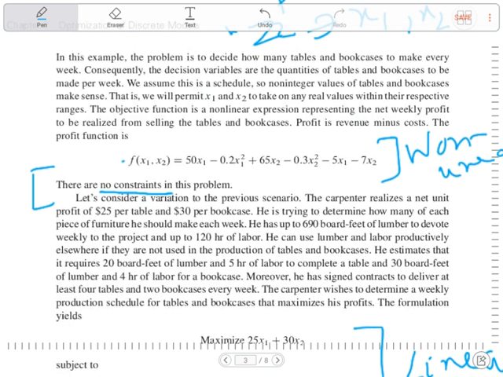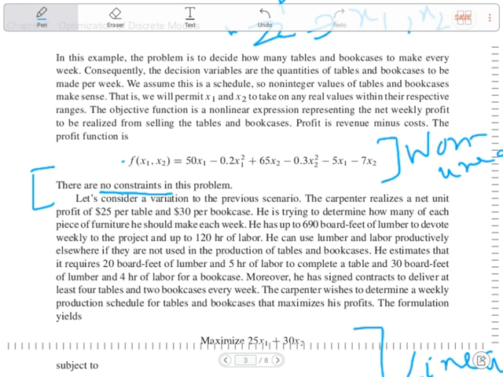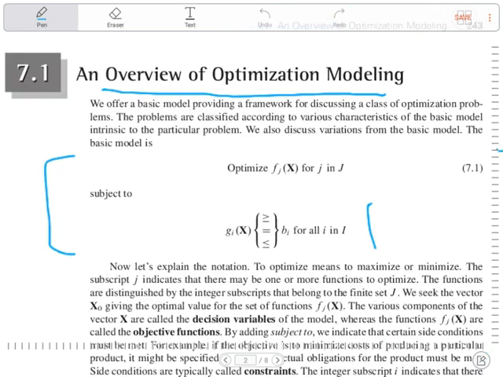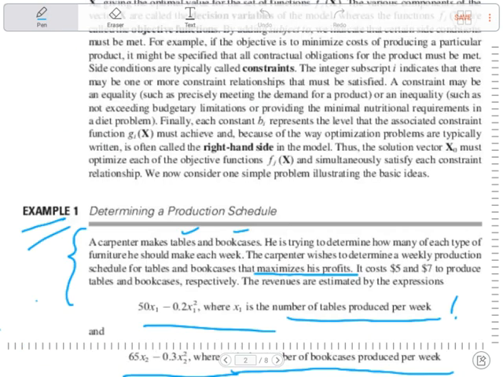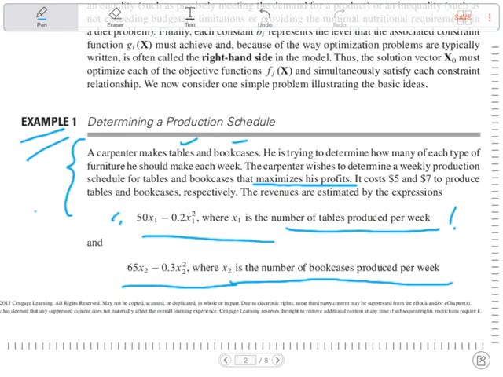After that, the objective function is a nonlinear expression representing the net weekly profit to be realized. Now what is the profit? Profit from the tables and profit from the bookcases. Profit from the table is given by the revenue from the table, as they have already said here. The estimated revenue is given by this expression for the tables, and for the bookcases this. So his total profit is nothing but the addition of these two.